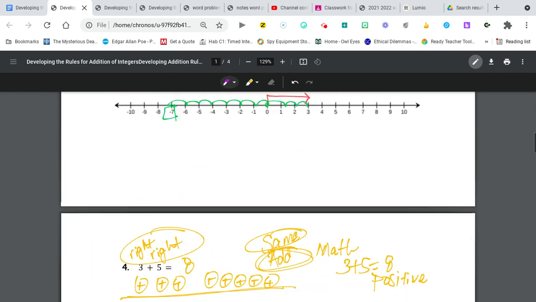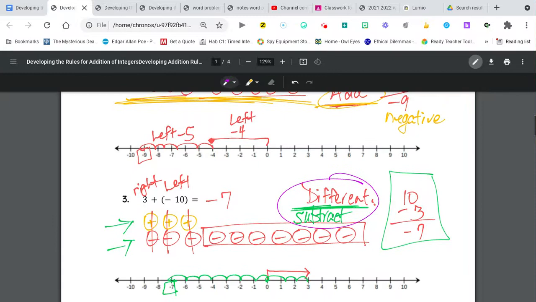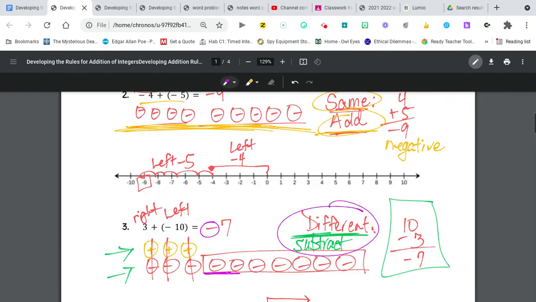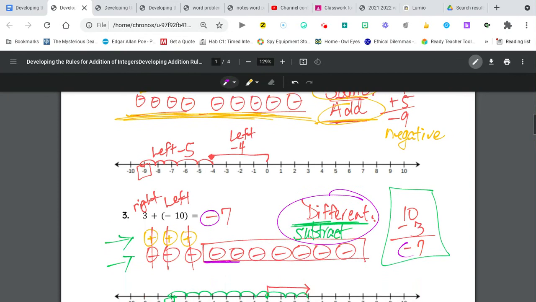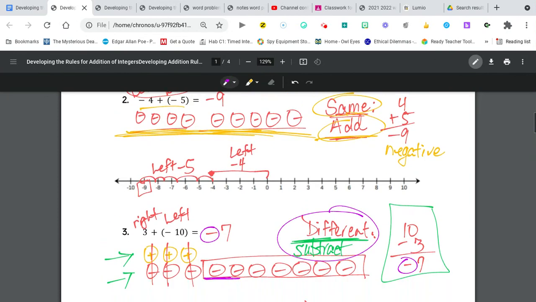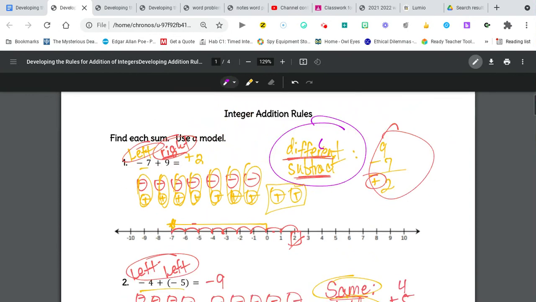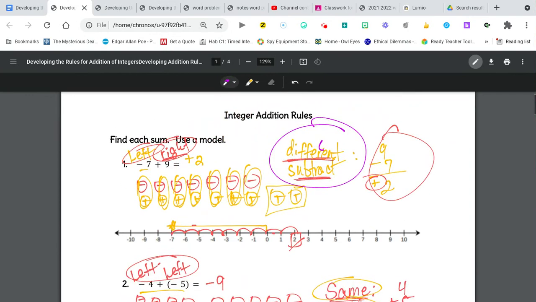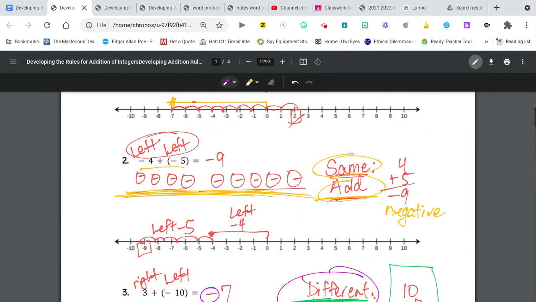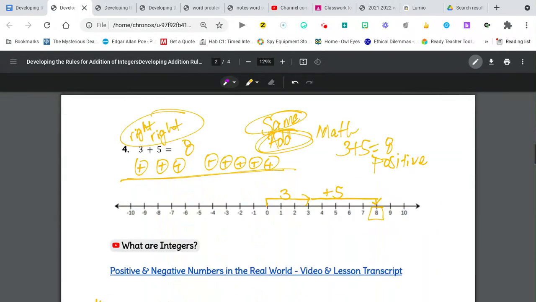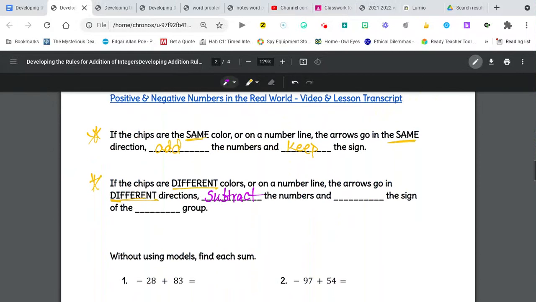Okay, what does that mean? Okay, so when they were different, this particular was negative. And if you look, you have more negatives than positives. So your answer was negative. Okay, you got 10 negatives and 3 positives. The answer was negative. Now go back and look at number 1. On number 1, you had more positives than negatives, so your answer was positive. So I'm going to go back. It's all about what you have more of.